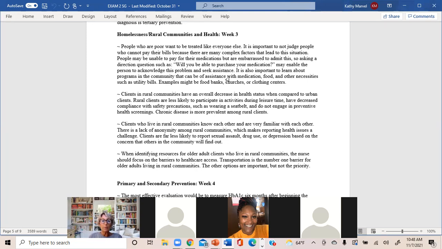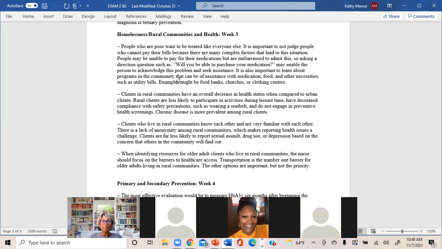So how do you talk to people in this situation? There's a good example in this paragraph. Will you be able to purchase your medication? That's a yes or no question, right? It may enable them to seek assistance. And if they don't, it's important for you to know what resources, programs, and help are in the community that may be able to assist with medication, food, and other necessities. Homelessness is a very complex community health issue.